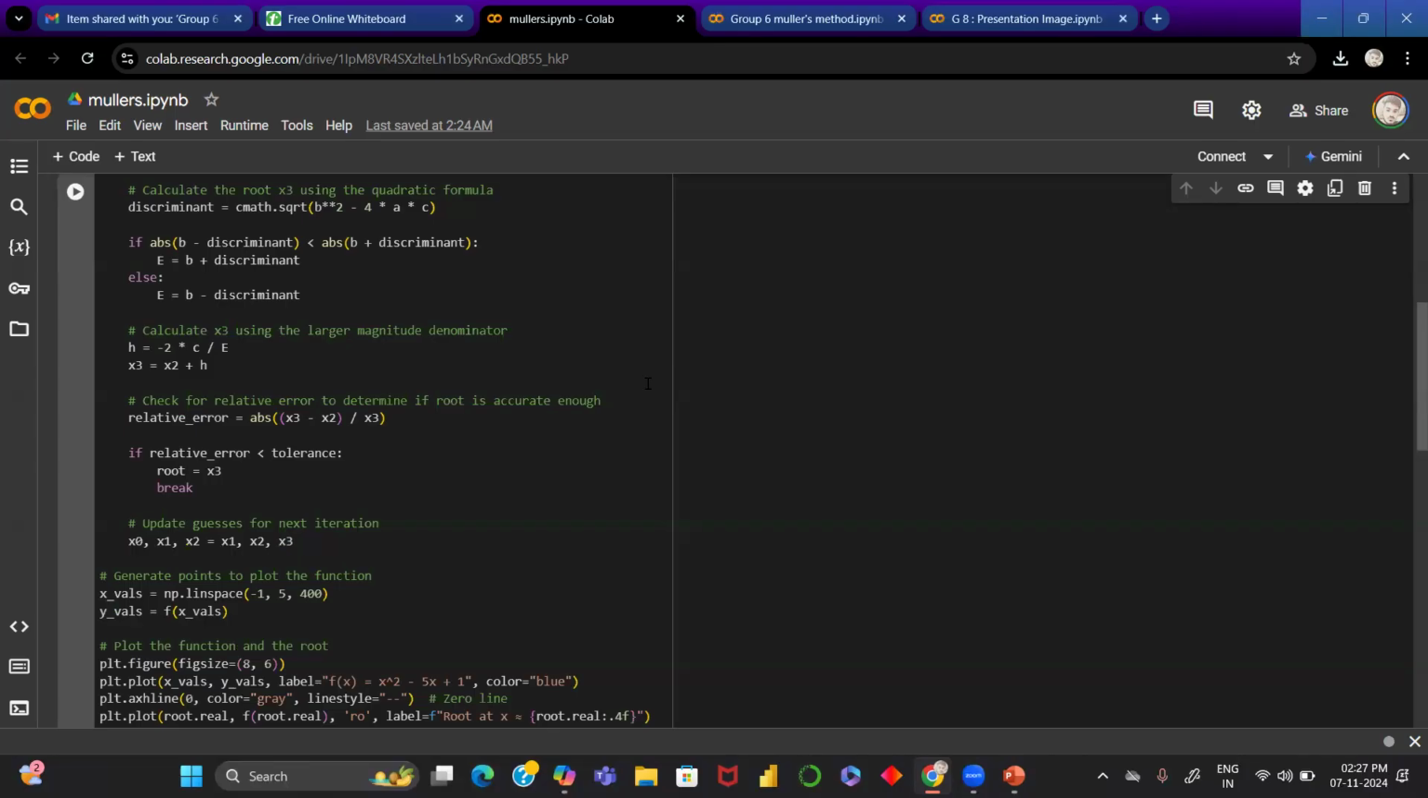After that, we will check the relative error. If the relative error is less than the tolerance level we set, we will take x3 as the next approximation. If we have not reached the tolerance level, we will update the values x0, x1, x2 with the new values.